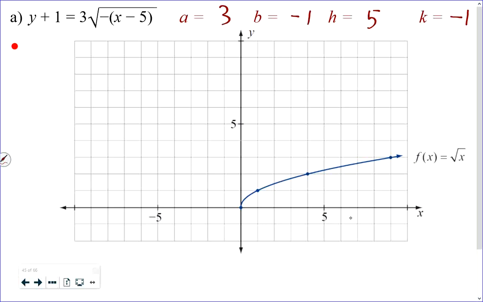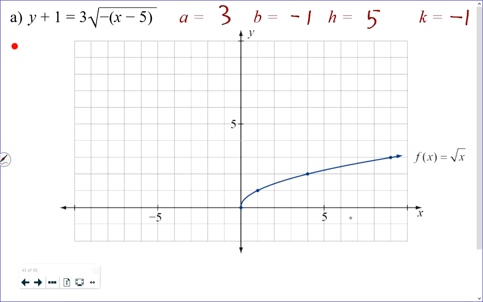Okay. So what does the 3 do? The 3 stretches the entire graph vertically away from the x-axis by a factor of 3. What does the -1 do? Well, it's going to reflect the graph horizontally across the y-axis.